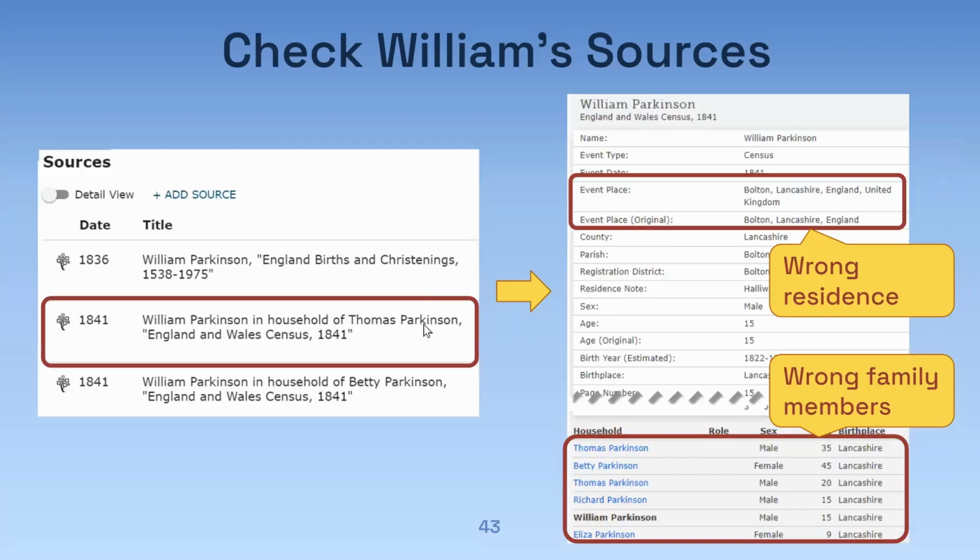But let's take a look at the next one. Do you see what happened down here? I don't know if you remember, but Thomas, Richard, William, and Eliza, these are all the kids from the Bolton family that were in Family Tree, and this Betty is Betty Hoyles. So it even says Bolton as the residence. So this source is clearly for that other family. It's not for this one.